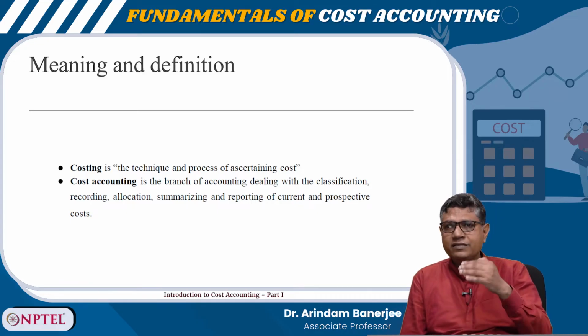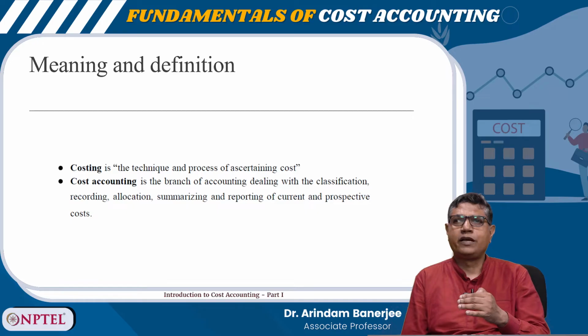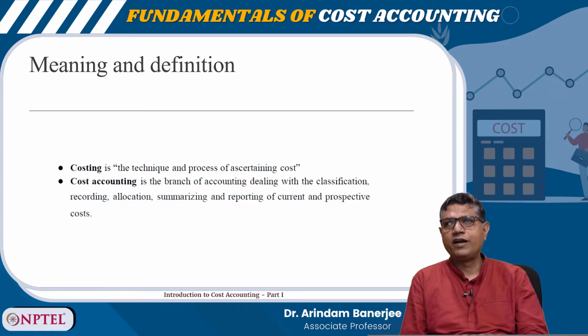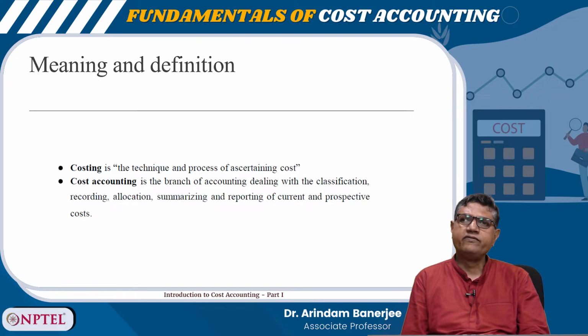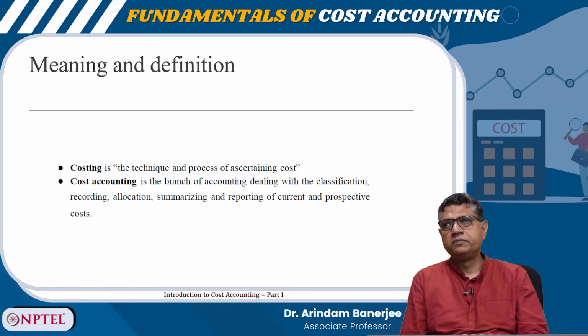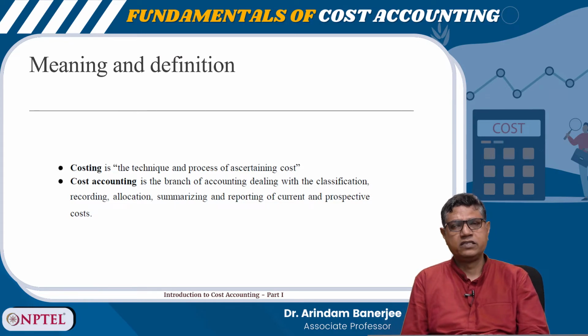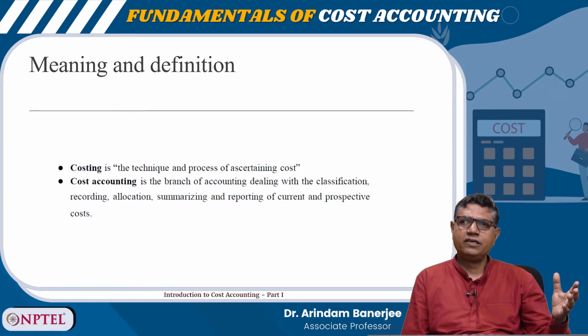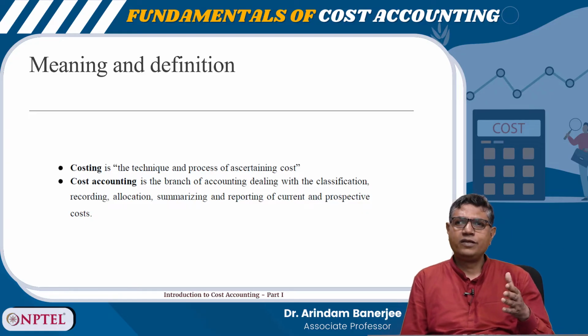Now, from costing, another term comes, which is called cost accounting. So, what is cost accounting? Cost accounting is the branch of accounting dealing with the classification, recording, allocation, summarizing and reporting of current and prospective costs. So, cost accounting is a branch of accounting first, right, like financial accounting is a branch of accounting, and what it does, it classifies, right.